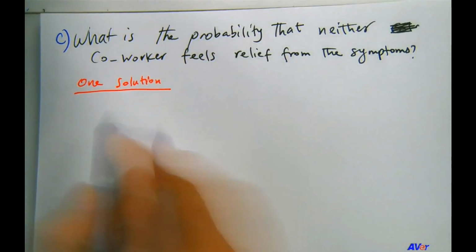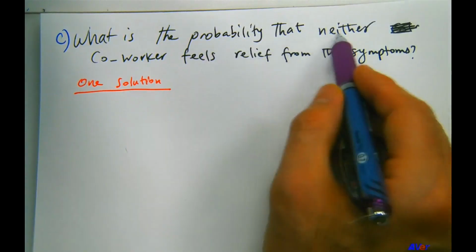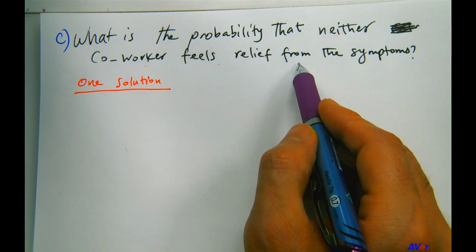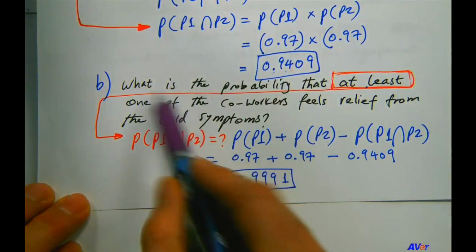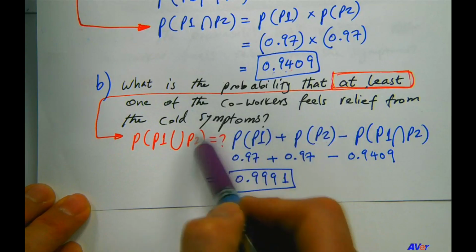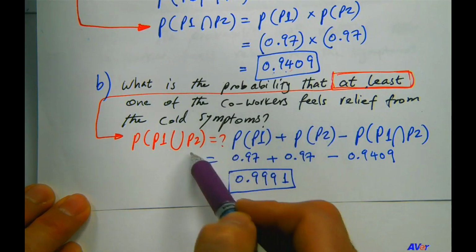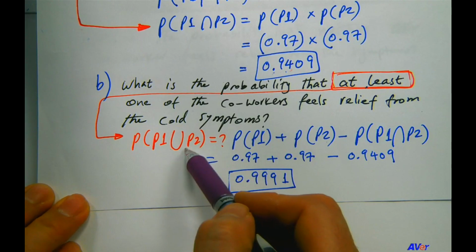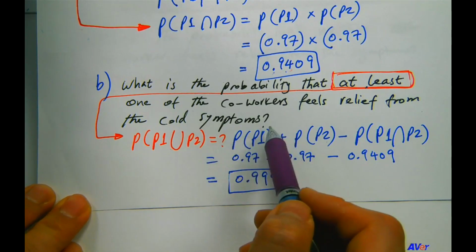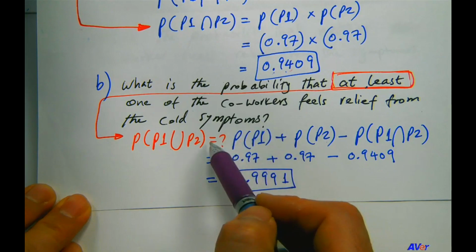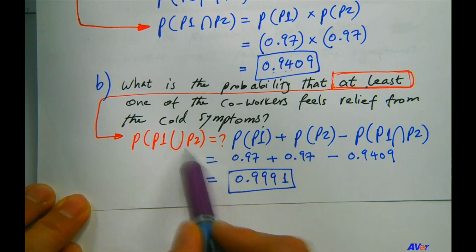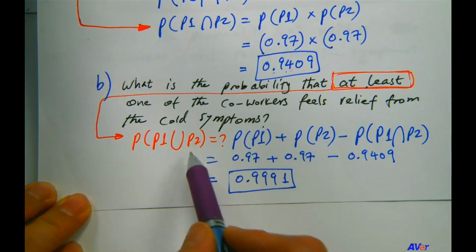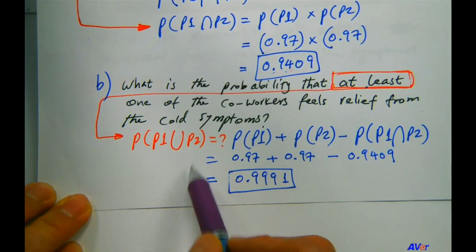is to realize that neither coworker feeling relief from the symptoms is actually the complement of the union case. So this one, part B: what is the probability that at least one coworker feels relief from the cold symptoms? So either this person or that person or both feeling relief from the cold symptoms. That's that. So what is the complement of this? The complement of this is, of course, that neither one feels any relief from the cold symptoms.